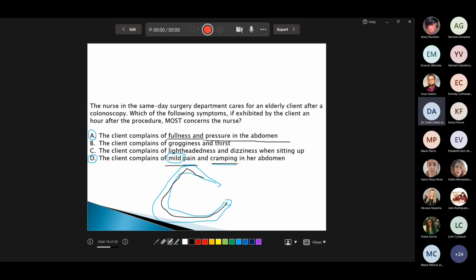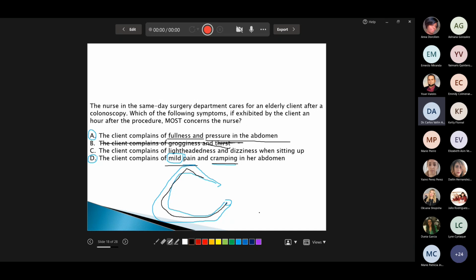Probably you are thinking of peritonitis. No, it's not the most common 1 hour after. After 1 hour of a surgery, what is more common, bleeding or infection? Bleeding, right? So feeling sedated and confused is expected also. And thirsty, you have been without food or water for so many hours, is expected.